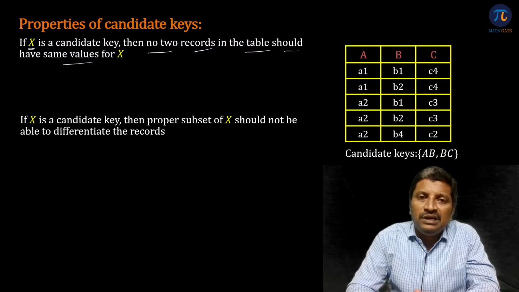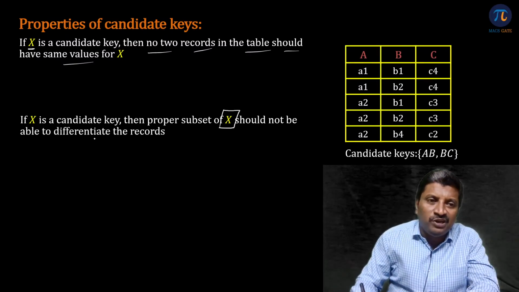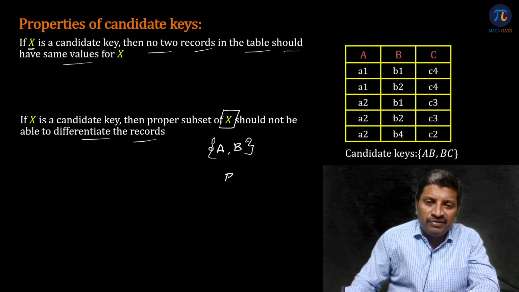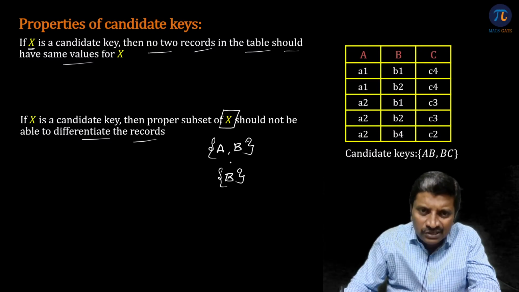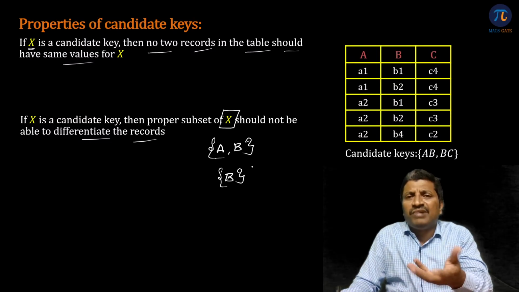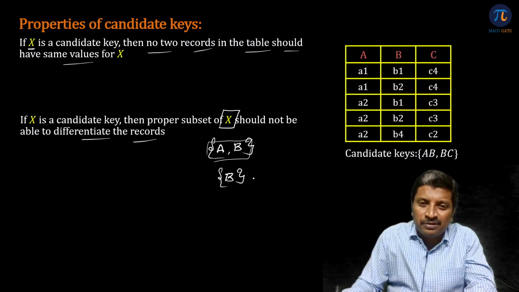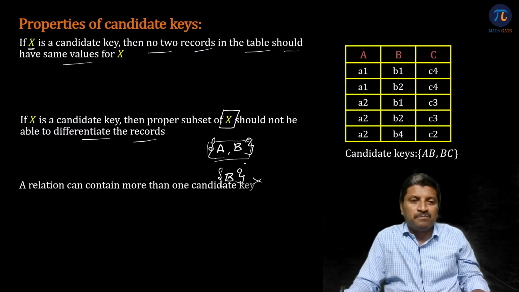The next one, if X is a candidate key, a proper subset of X should not be able to differentiate the records. Suppose I have AB, this is a candidate key. Then if I consider only B, it should not differentiate the records, because if it is able to differentiate the records, A is not mandatory, right? Whenever B can do the work on its own, why do I need A? Whenever I say this is a candidate key, both are mandatory. So no proper subset can do the job on its own.